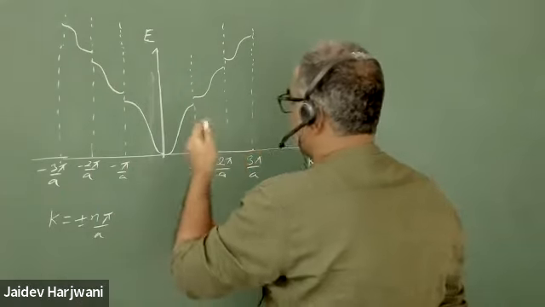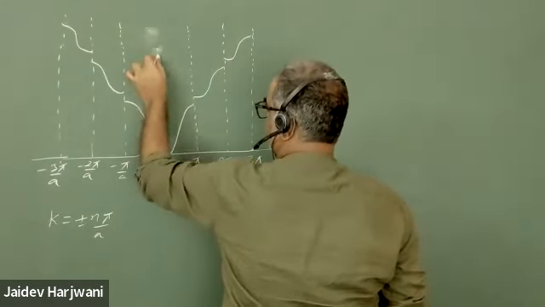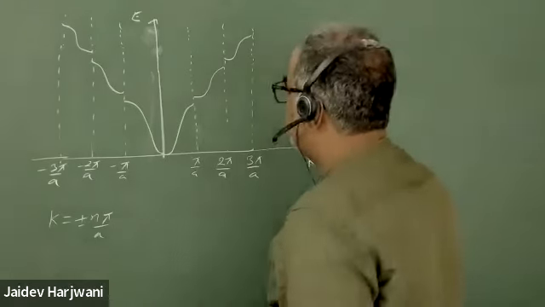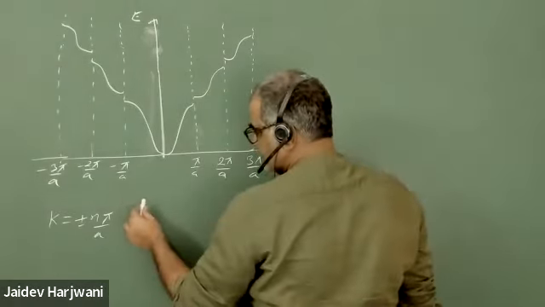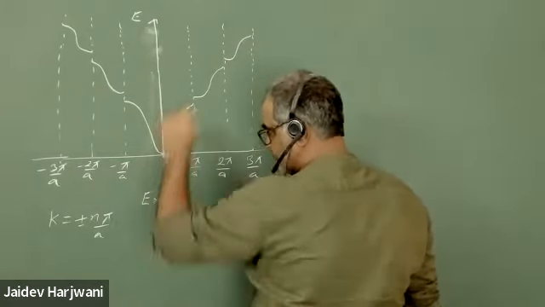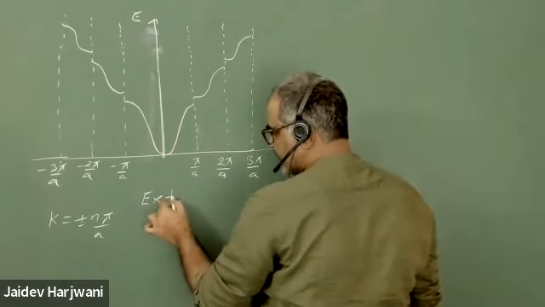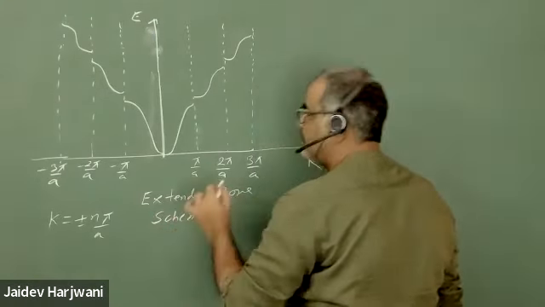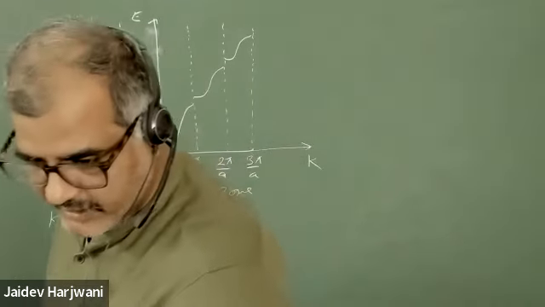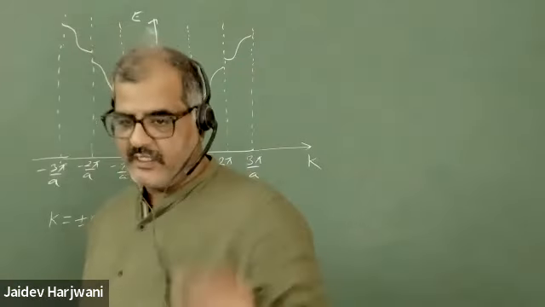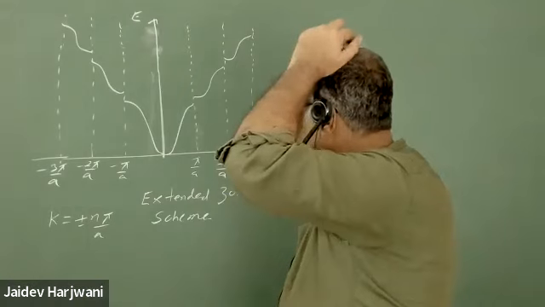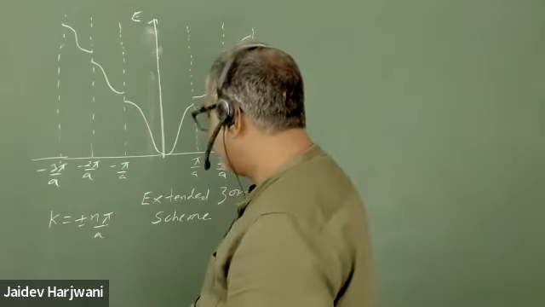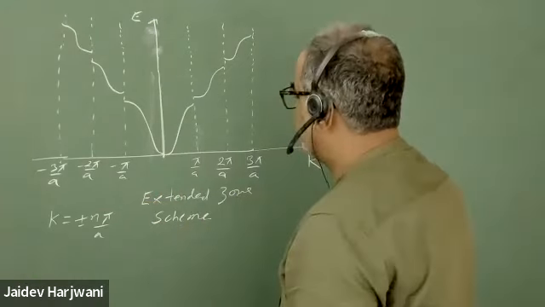Generally in all the books, you see this kind of graph, and this type of E-K curve representation is called the extended Jones scheme. If you represent the E-K curve like this, it is called your extended Jones scheme. There are other ways also by which we can plot these curves. The most preferred scheme generally used in research papers to show the E-K diagram is the reduced Jones scheme. So this is your extended Jones scheme. Now, what is the reduced Jones scheme?